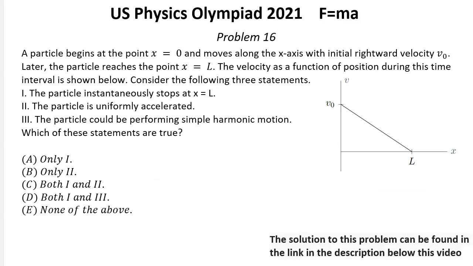Problem number 16. The particle begins at the point x equals 0 and moves along the x-axis with initial rightward velocity v0. Later the particle reaches the point x equals L. The velocity as a function of position during this time interval is shown below. Consider the following three statements.